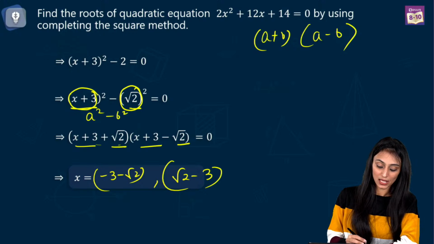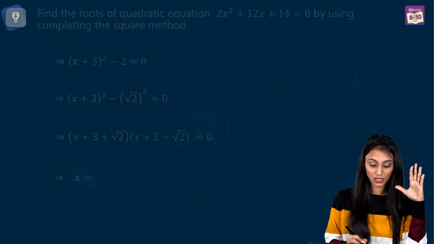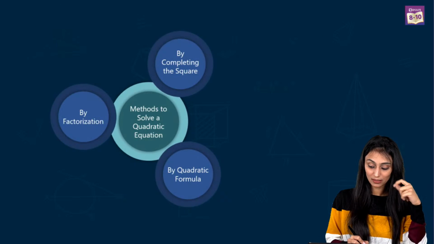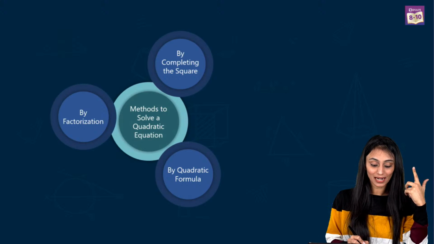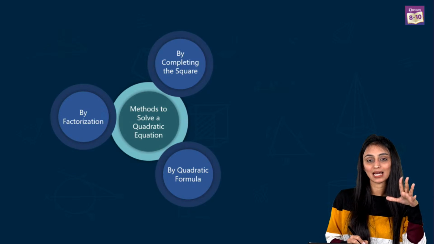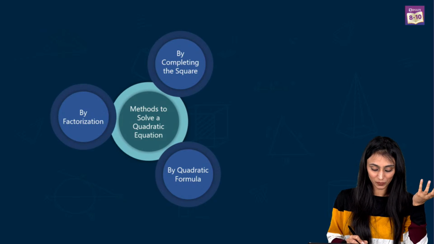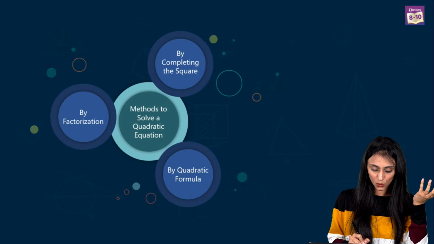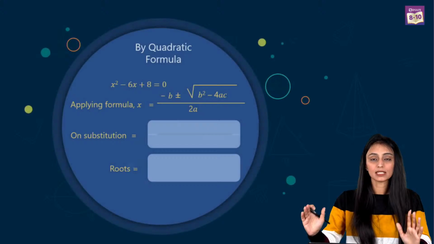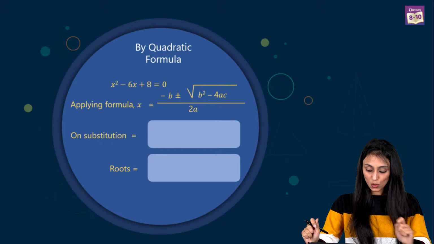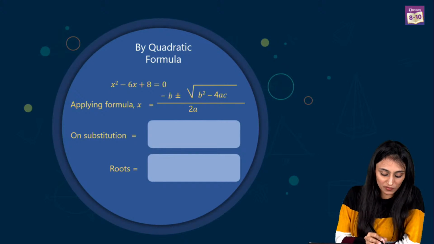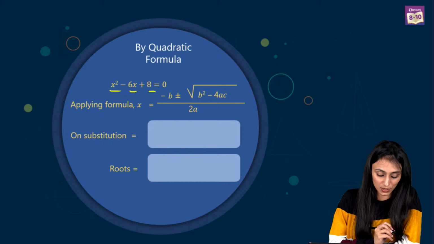Alright, great. So this was about completing the square method. Now let's move ahead and take a look at the next method. The next one is the quadratic formula. This is, I would say, the direct way of solving the quadratic equation. So let's first understand this method, using the same example: x square minus 6x plus 8 equal to 0.